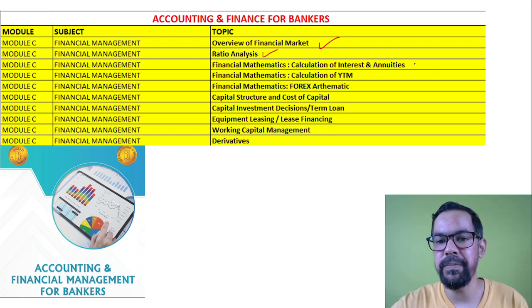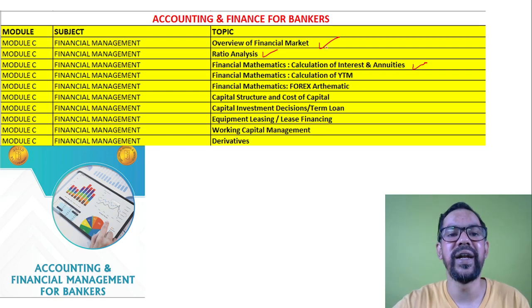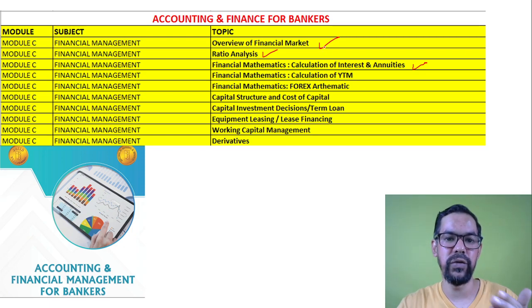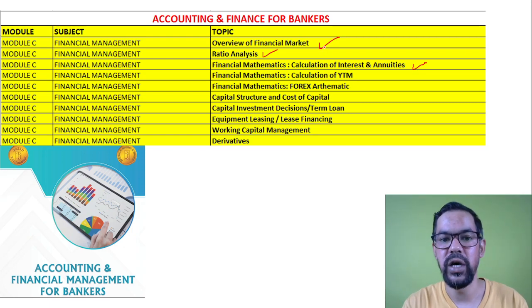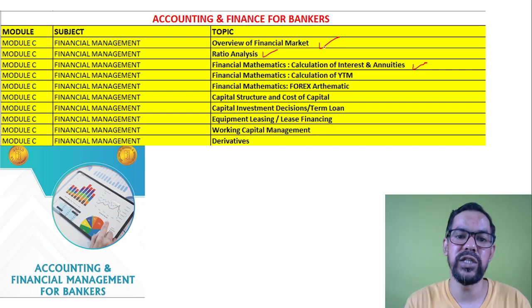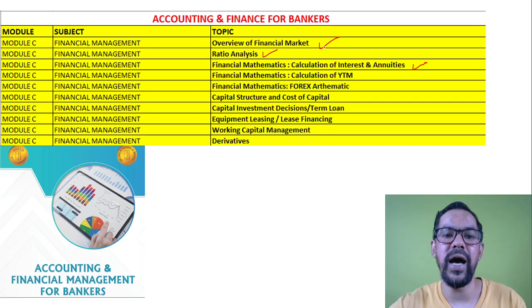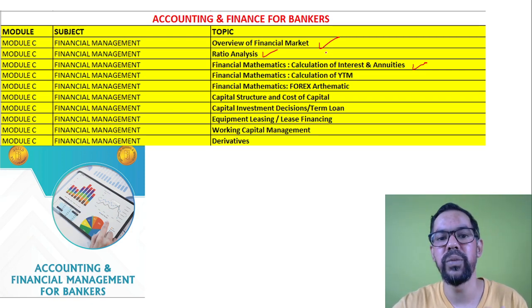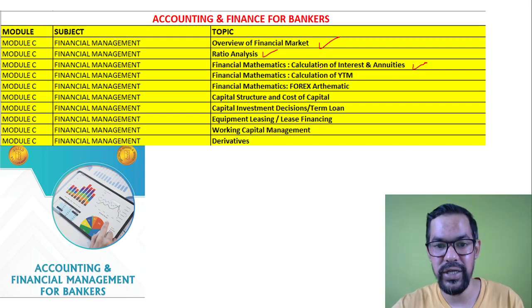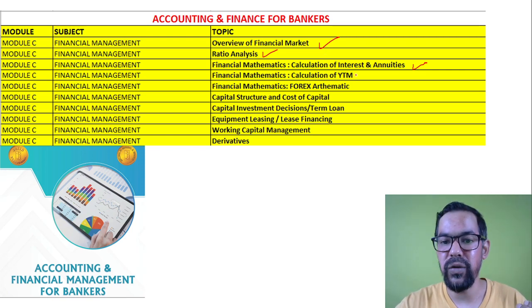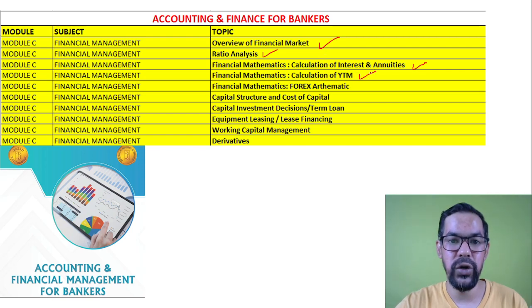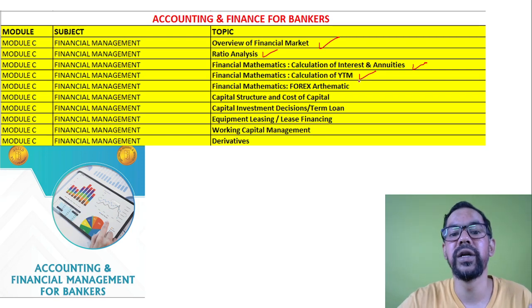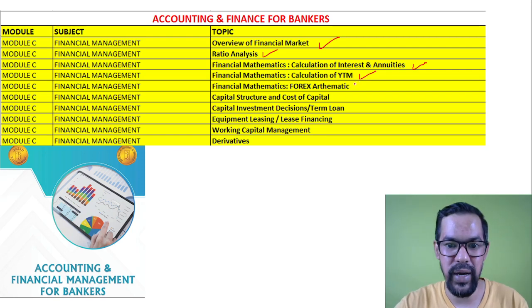Then we have calculation of interest and annuities. If you saw the previous structure, the topics under financial management were part of your Module A, right? So here you have face value calculation, present value, future value, and annuity calculations. Then you have YTM, that is yield to maturity, which is related to the debt market or bonds market.